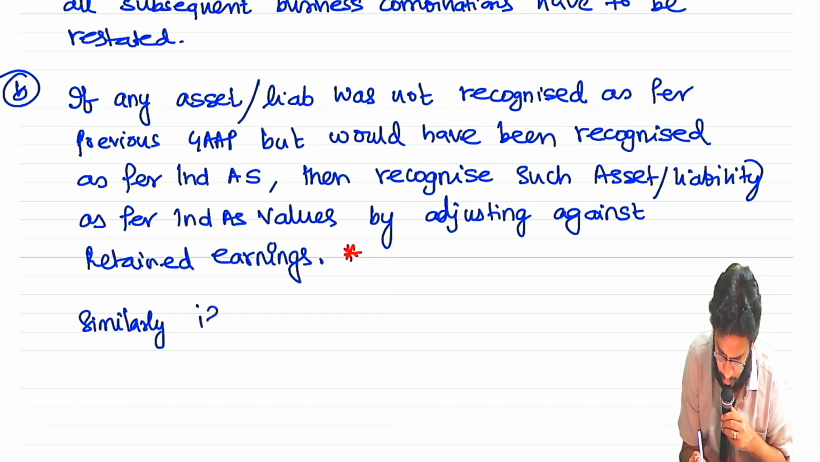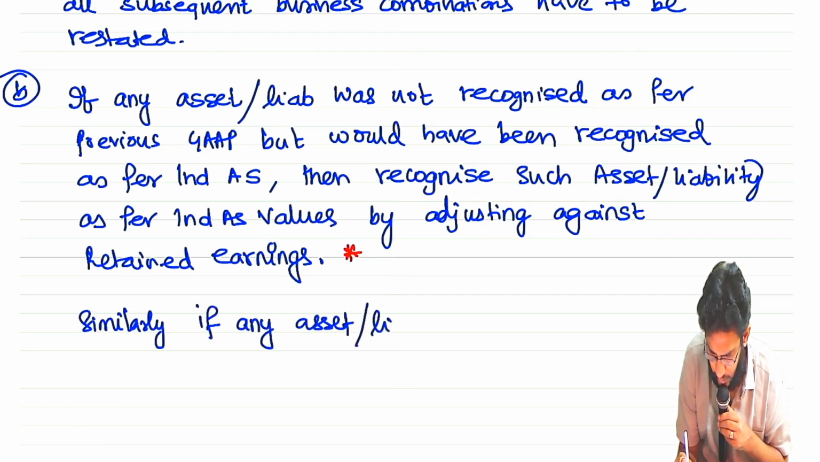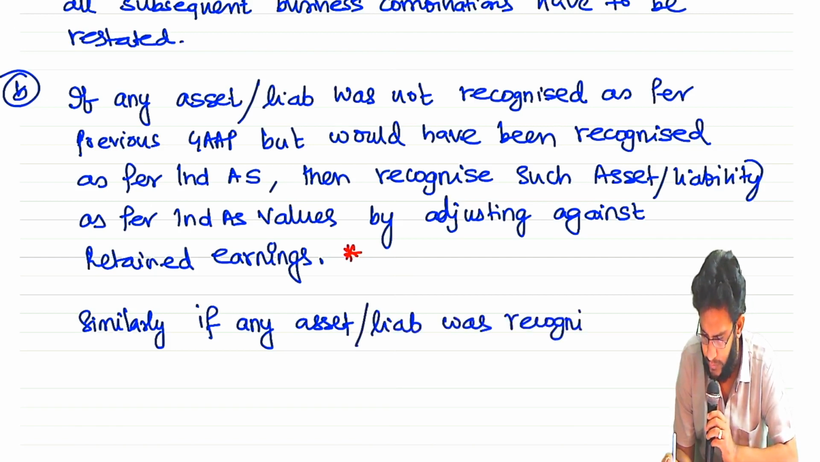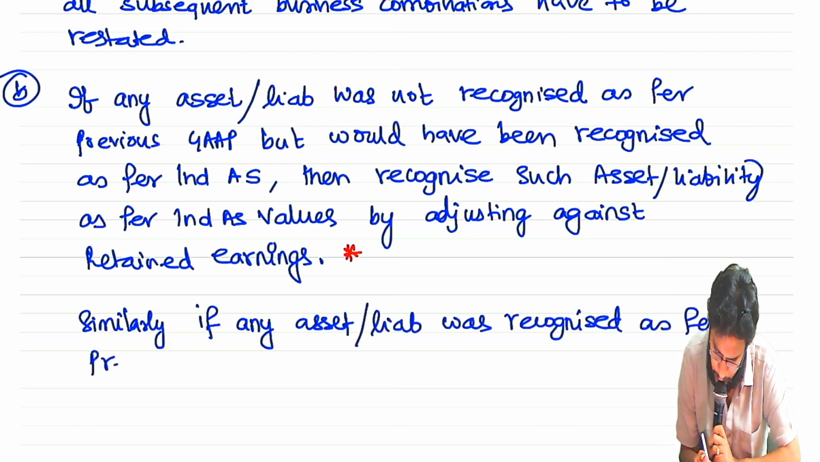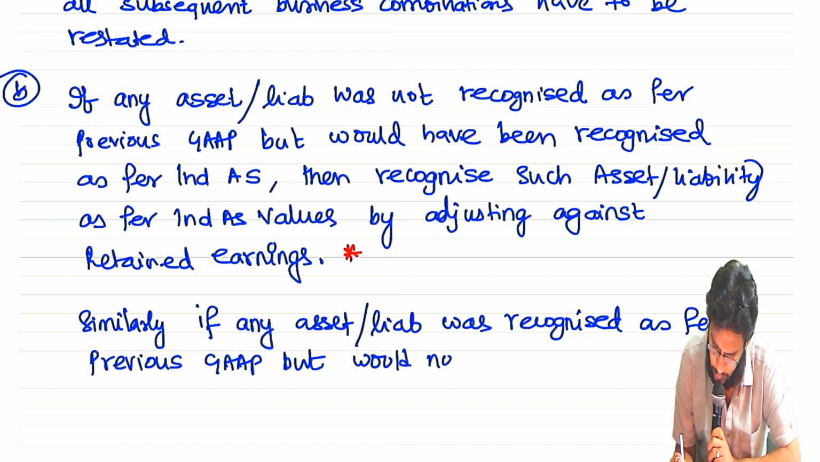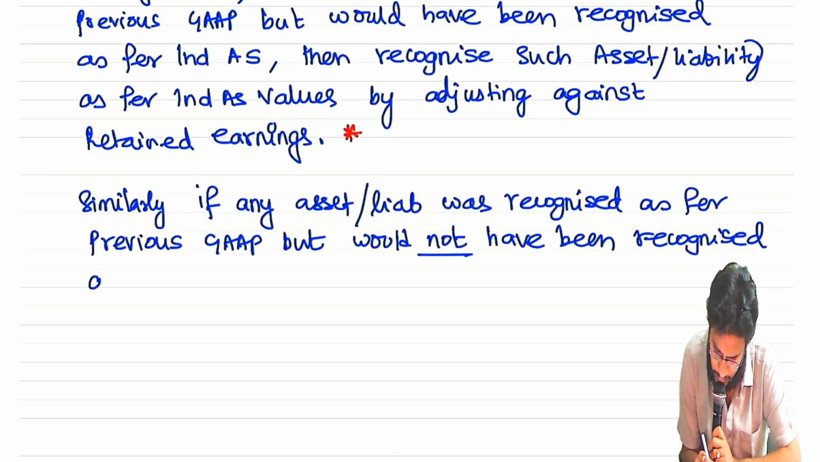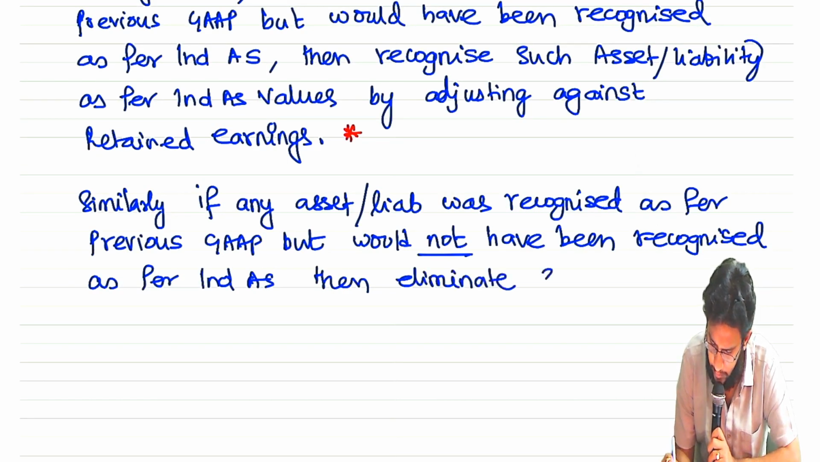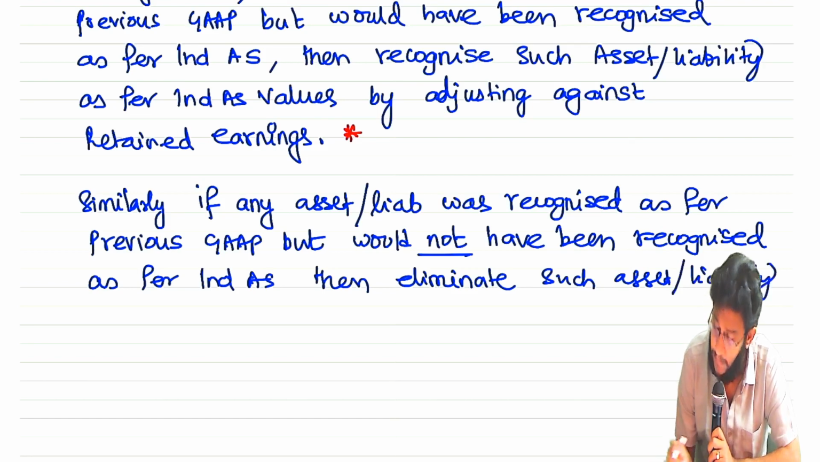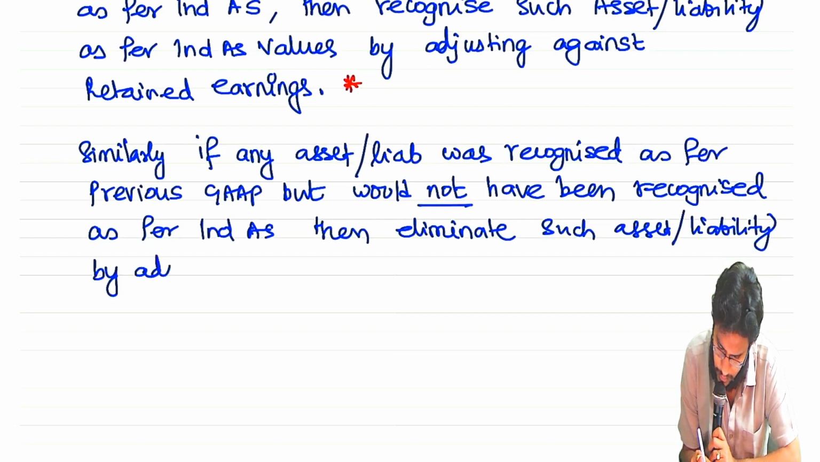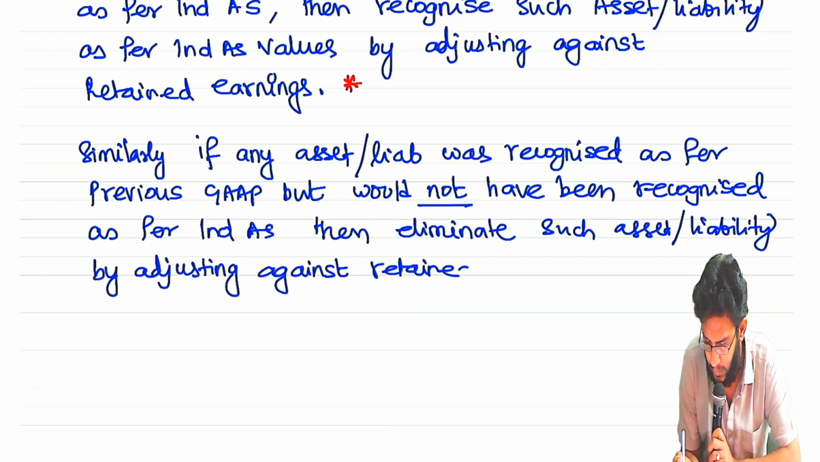Similarly, if any asset or liability was recognized as per previous GAAP, but would not have been recognized as per Ind AS, then eliminate such asset or liability by adjusting against retained earnings.